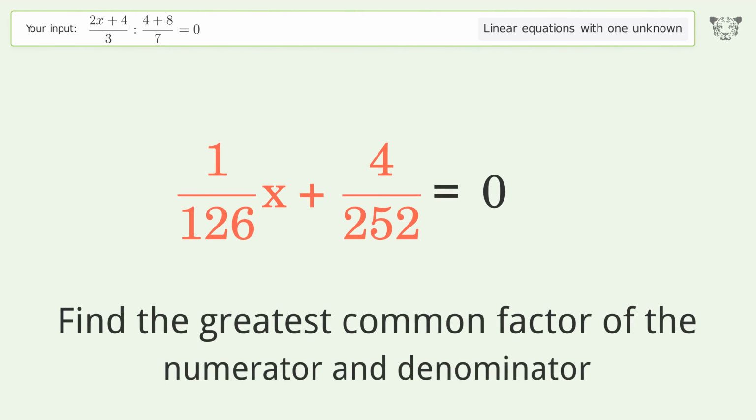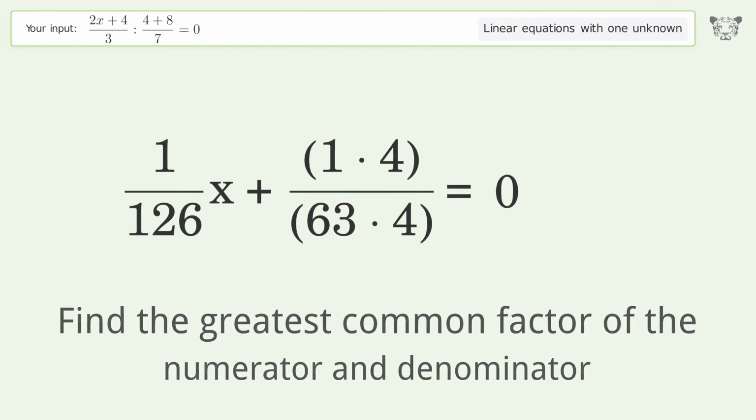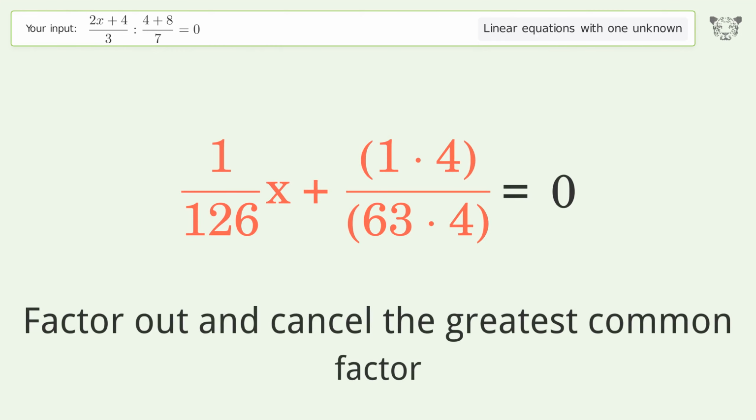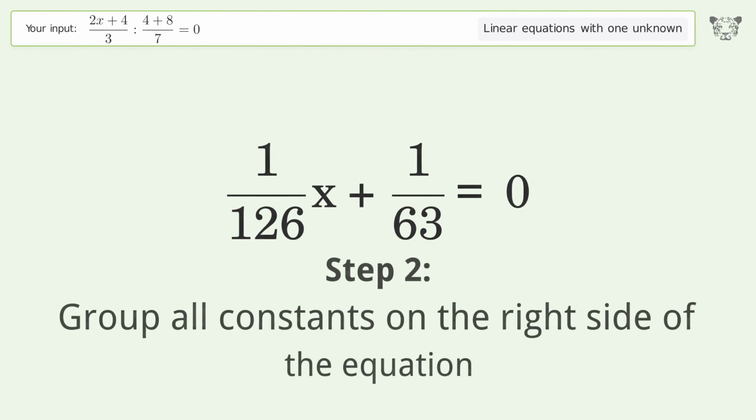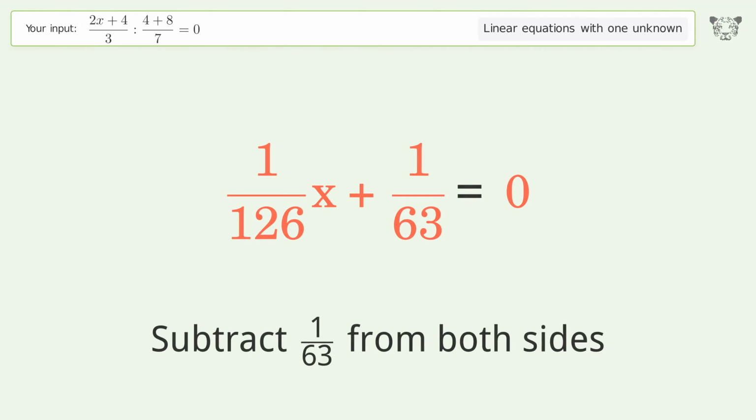Find the greatest common factor of the numerator and denominator. Factor out and cancel the greatest common factor. Group all constants on the right side of the equation. Subtract 1/63 from both sides.